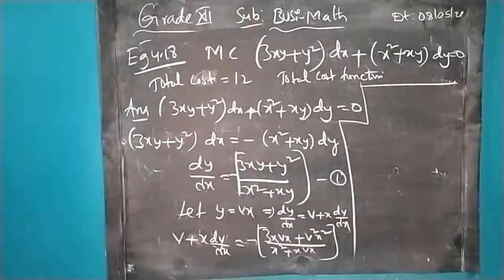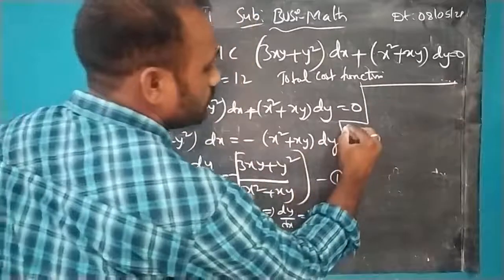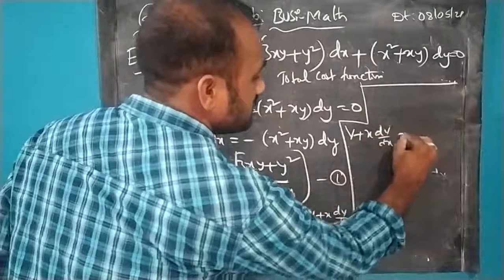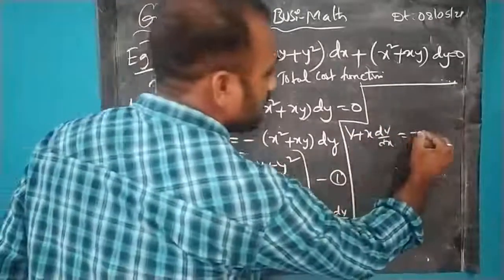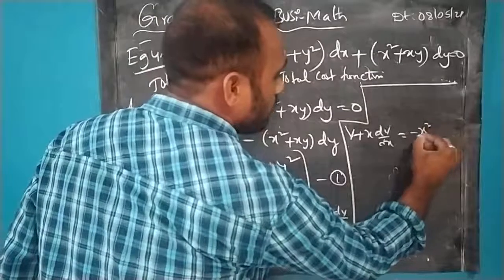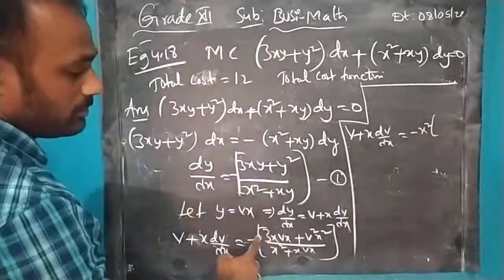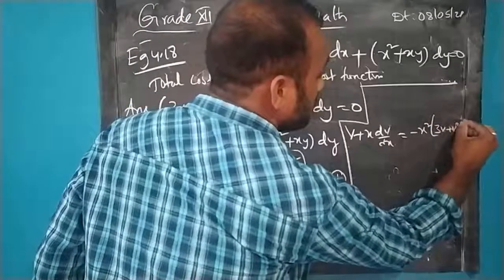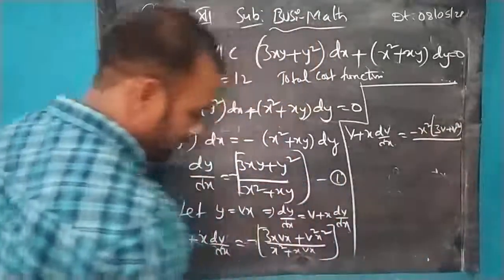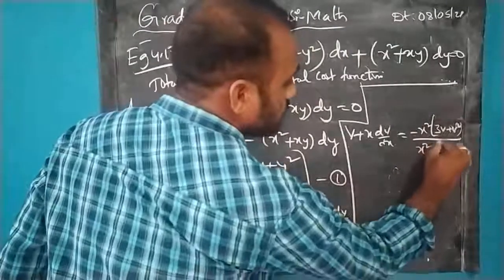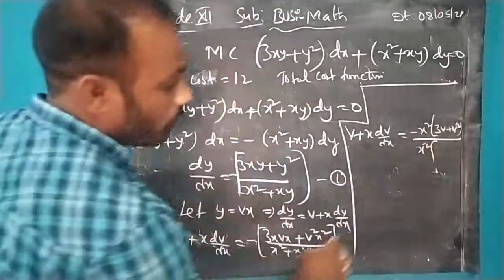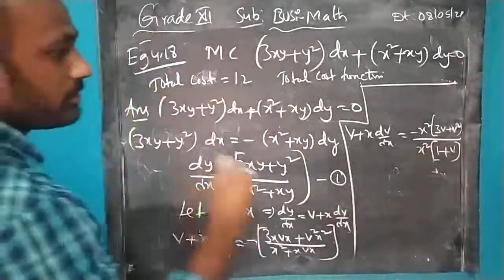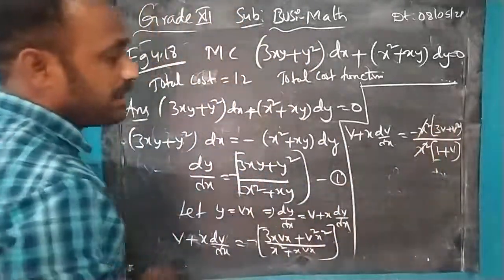Now let me write here: v plus x dv by dx is equal to minus, I can take x square common in the numerator. So what will be left? 3v plus v square, divided by, in the denominator also I can take x square common. So what is left here? 1 plus v. So x square gets cancelled.